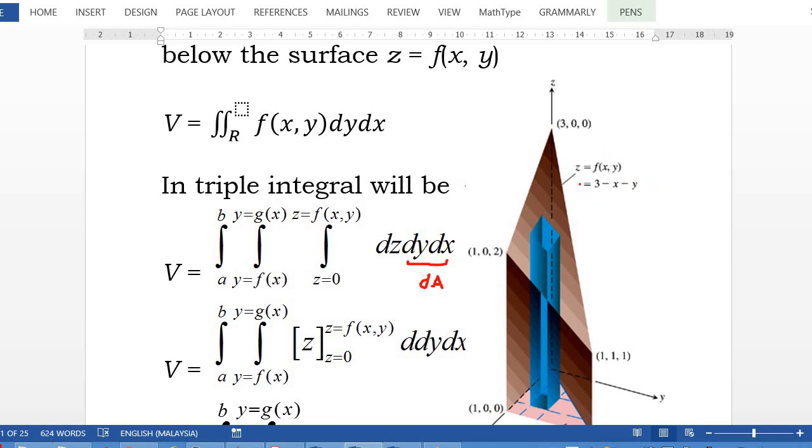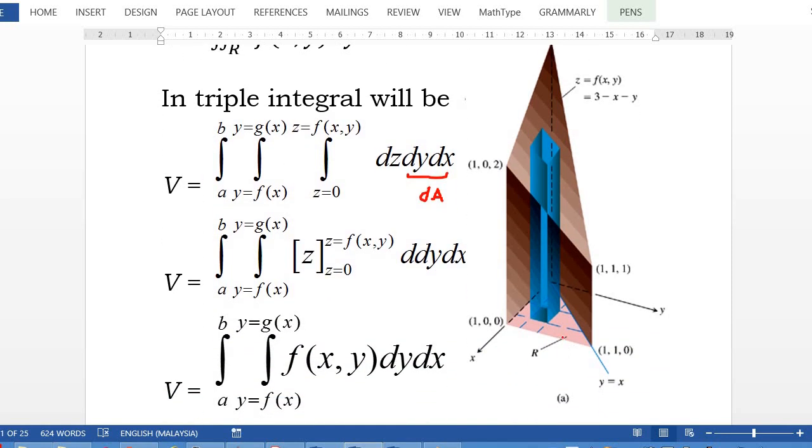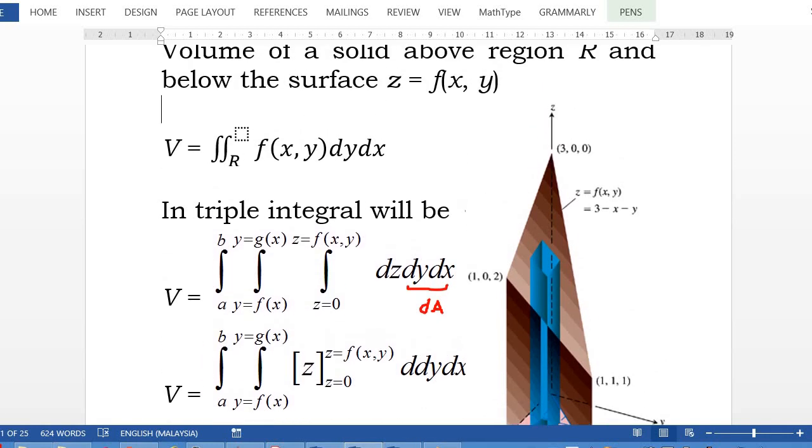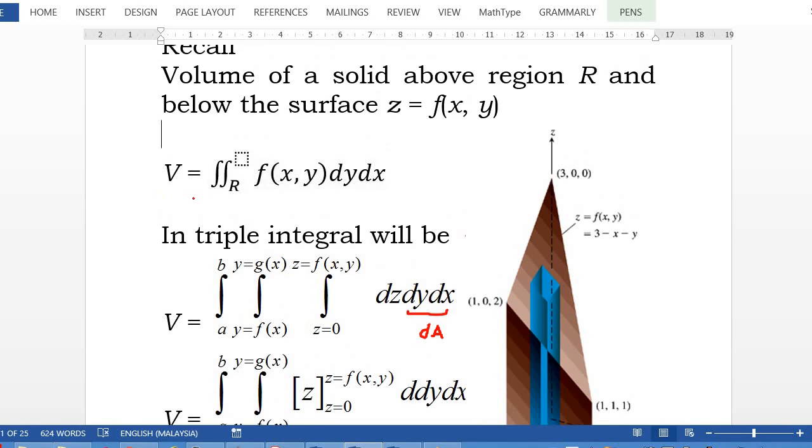The top surface is z equal to f(x,y) and the bottom surface is your region R, which is on the xy plane, or z equal to 0. To find the volume using a double integral, V is equal to the double integral of f(x,y) dy dx or dx dy, depending on the shape of your region R.